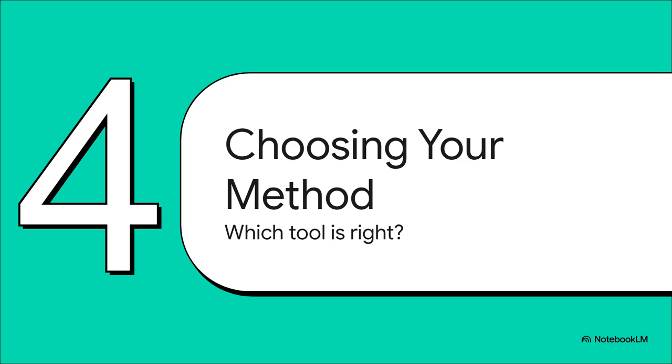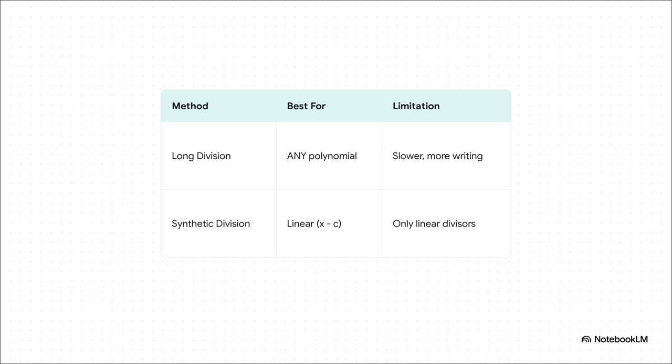Okay, so now you've got 2 awesome tools in your toolbox. You've got the wrench, and you've got the power drill. The real key to acing these problems is knowing which tool is right for the job. And this table breaks it down perfectly. Long division, that's your go-to for any situation. If the thing you're dividing by is quadratic or something crazy, you've got to use the wrench. But synthetic division, that's your specialist. If you're dividing by a simple linear term, something that looks like x minus a number, grab that power drill, it's going to be so much faster.